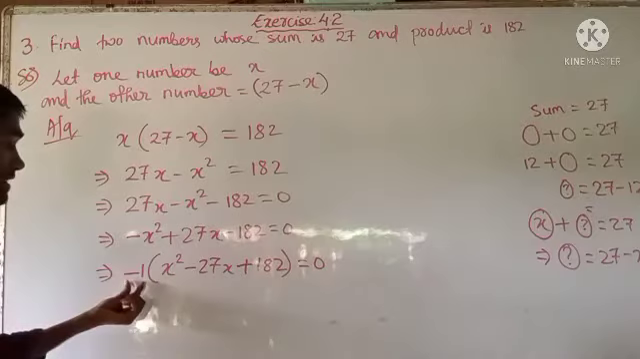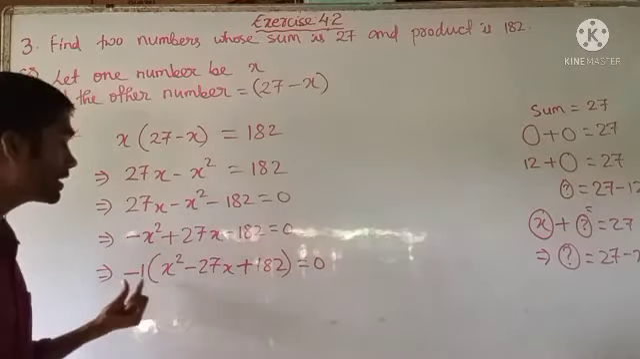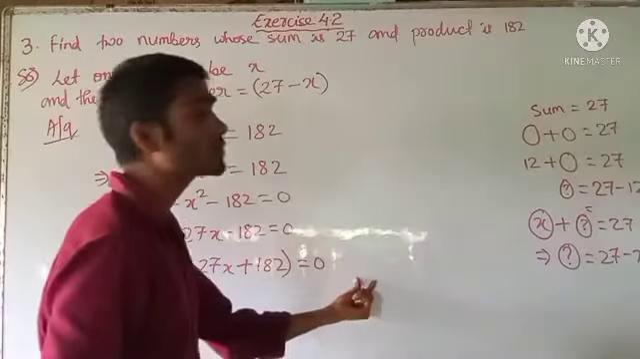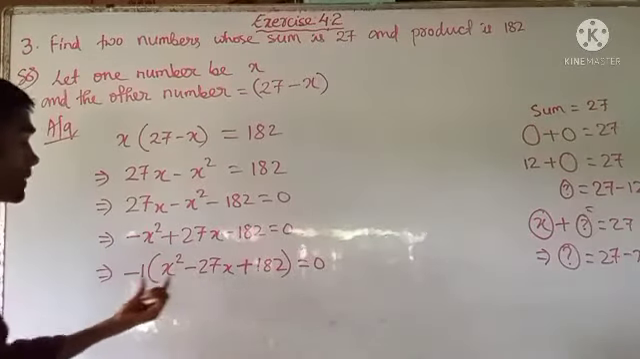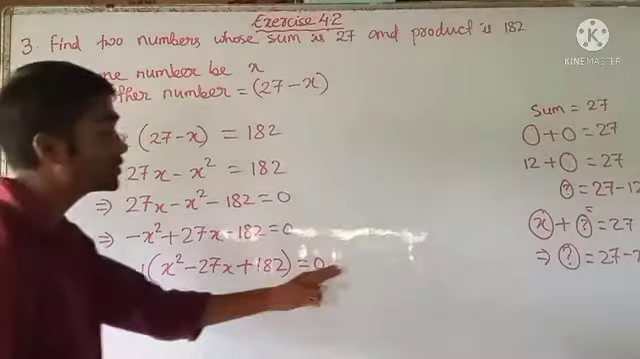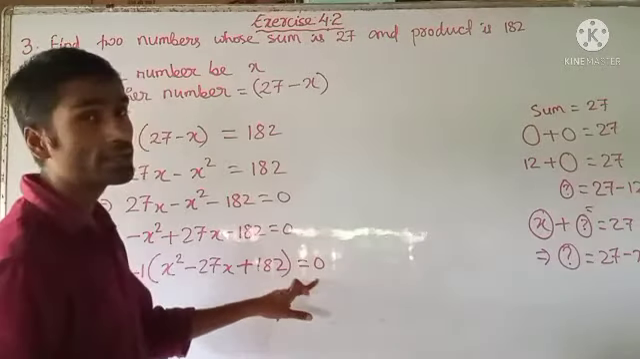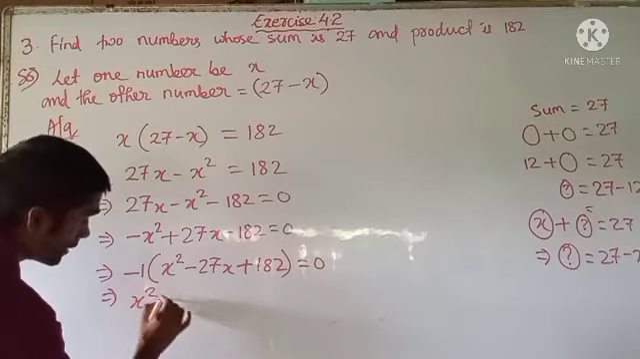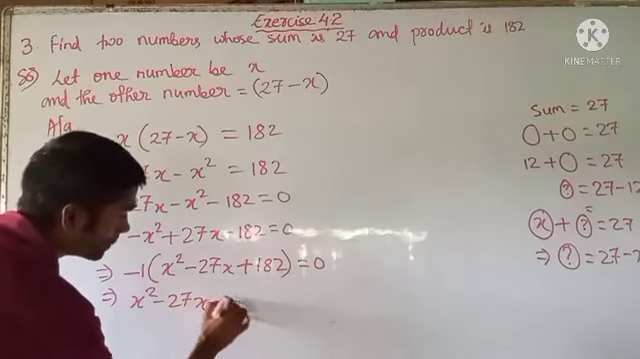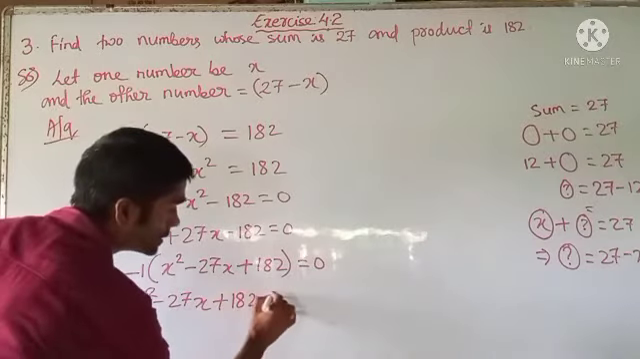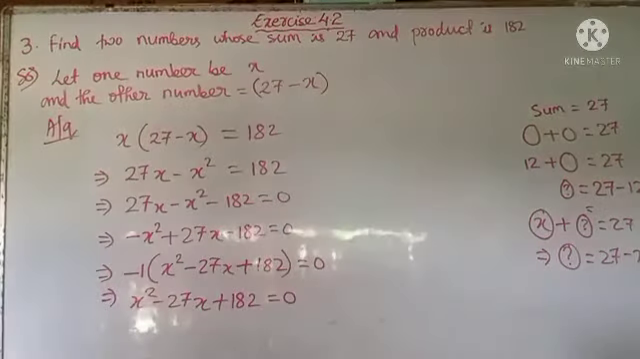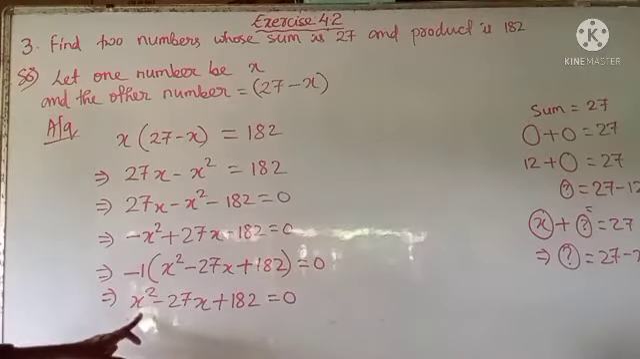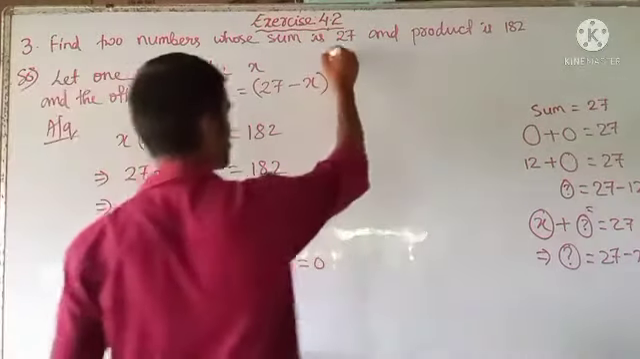Now we can say that this minus 1 is multiplied with this whole term. So we will transfer this minus 1 to the other side. Here it is multiplied, when we transfer it to the other side, it will change into divide. 0 divided by anything is 0 itself. So we get x square minus 27x plus 182 is equal to 0. Now we will use middle term splitting in order to find the values of x.